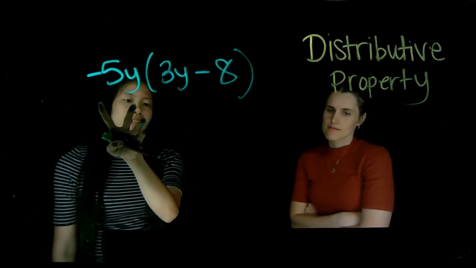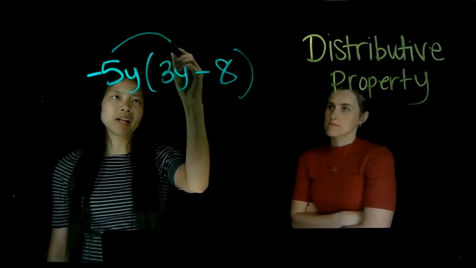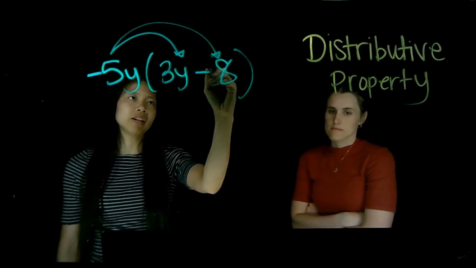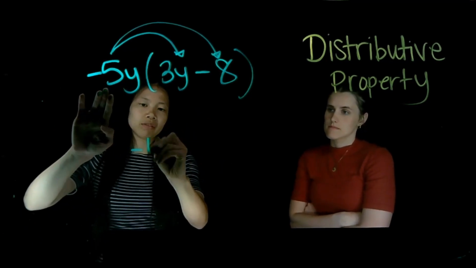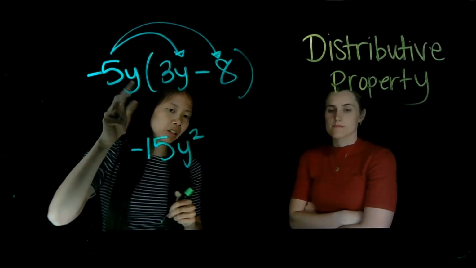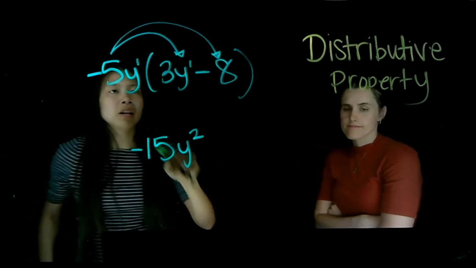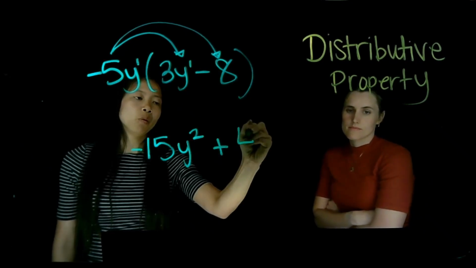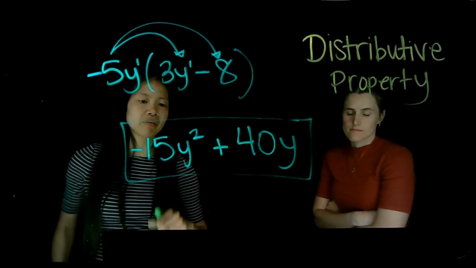Negative 5y times the quantity 3y minus 8. Using the distributive property, I'm multiplying negative 5y with 3y, and I'm also multiplying negative 5y with negative 8. So looking at this first one here, I can multiply negative 5 times 3, which is negative 15, and then y times y is y squared. There are 2 y's being multiplied together. You could also use your exponent rules. I know this is 1 and 1. 1 plus 1 is 2. Negative 5y times negative 8 is positive 40. And you still have the variable here, y, so it's 40y. And that would be your simplified expression.